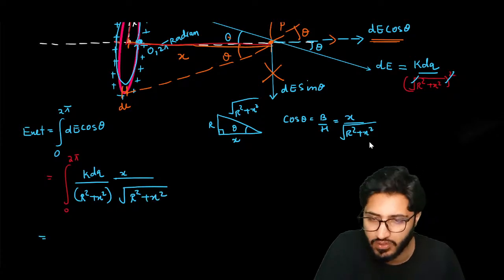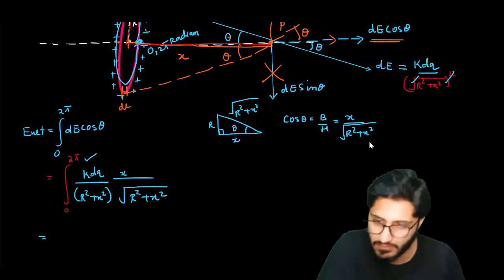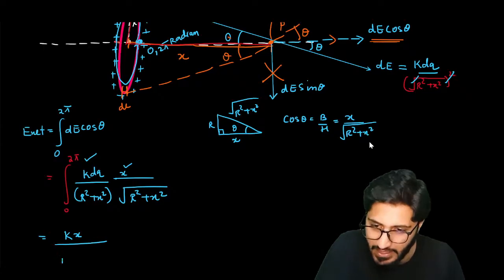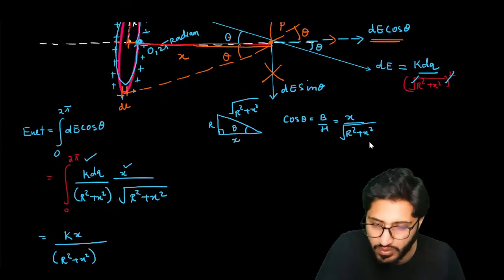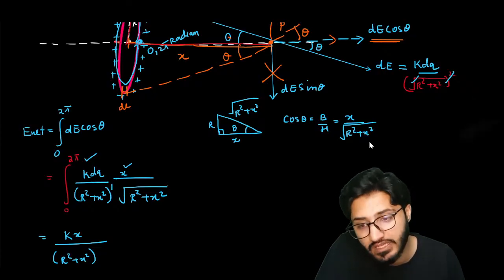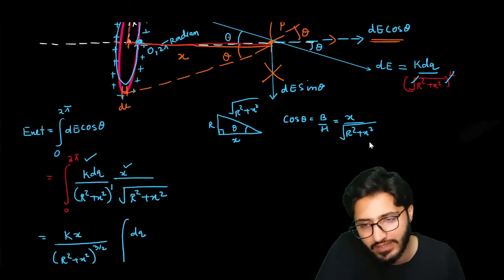And look, K is constant. Let's suppose X is also constant. Whole divided by R square plus X square. Now look, we have the power 1 and the power 1 by 2, so 1 plus 1 by 2 is 3 by 2. Now dq is not constant, so I will integrate it from 0 to 2 pi.